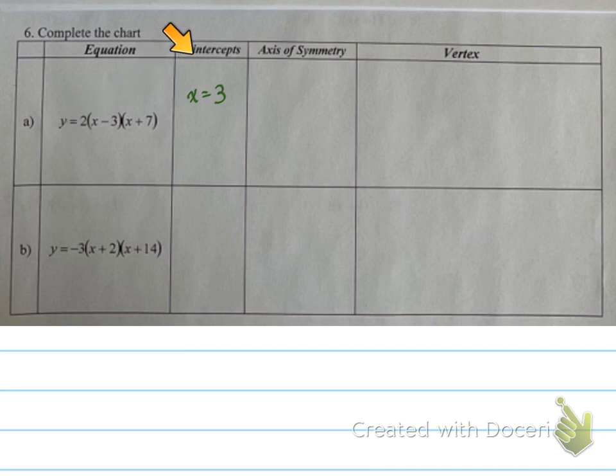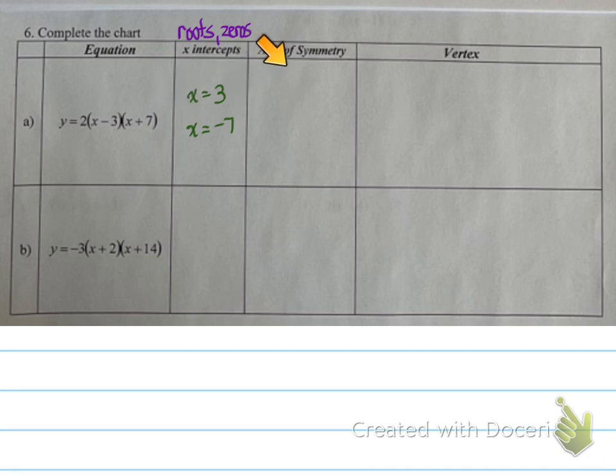Our x-intercepts are zeros. So remember, x-intercepts, roots, and zeros mean the exact same thing. So x equals 3 is one of our roots. X equals -7 is one of the other roots. So opposite of what you see in here, +7, it'll be -7 when you pull it out.